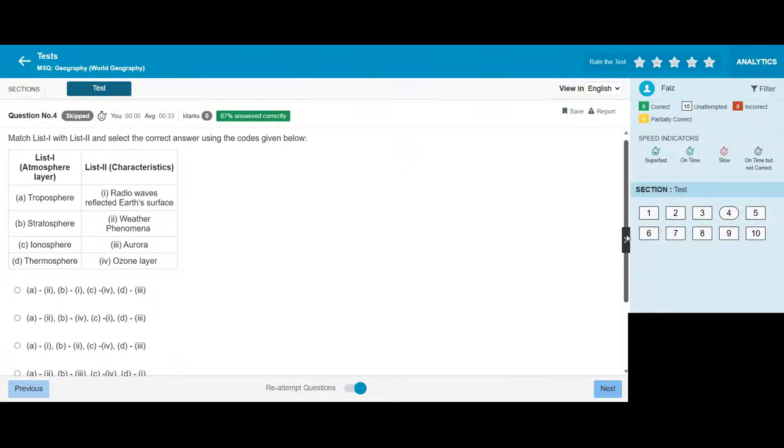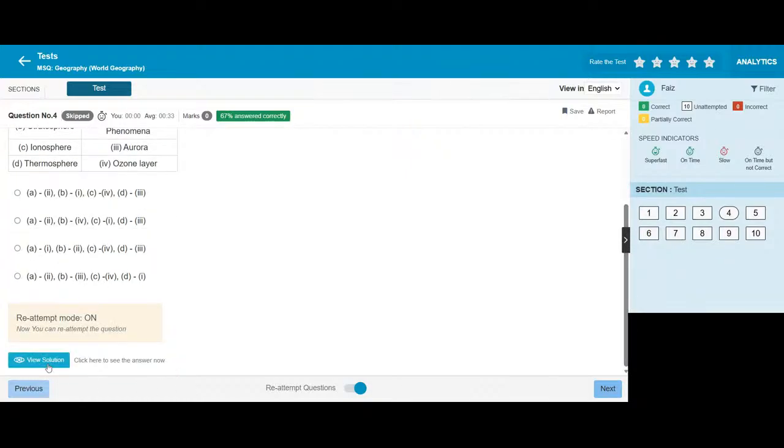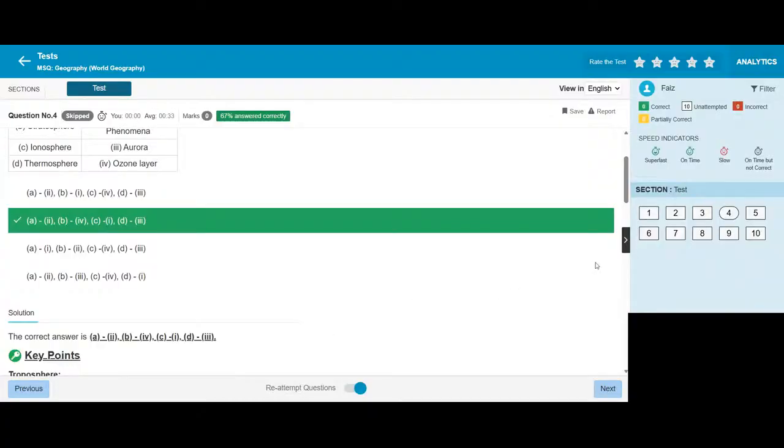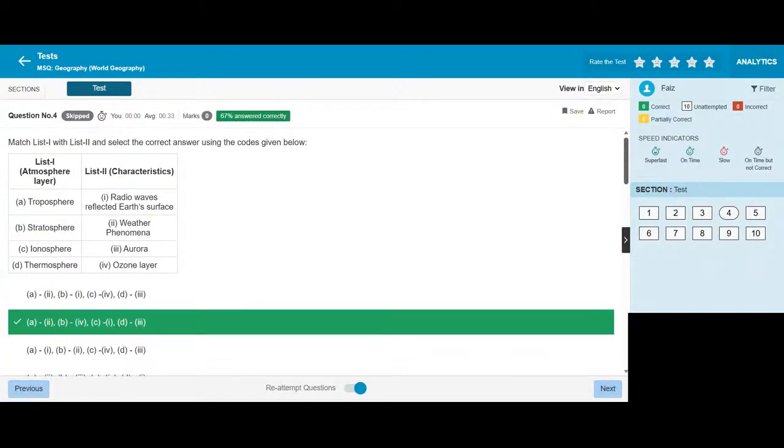Match list one, select the correct answer using the code below. A2, B4, C1, D3. Troposphere, weather phenomena. Stratosphere, ozone layer. Ionosphere, radio waves, reflector surface. Thermosphere, aurora.